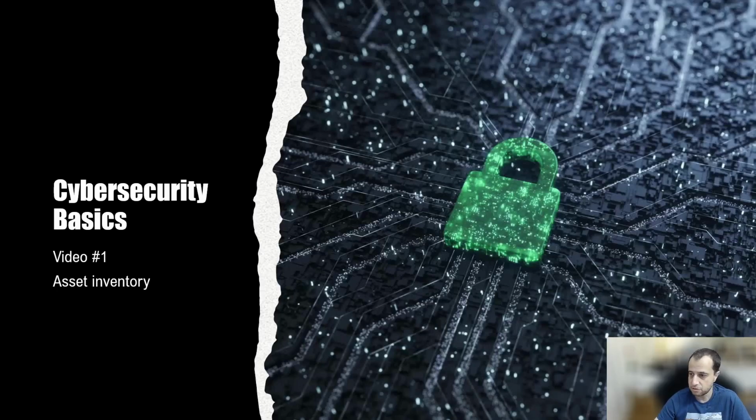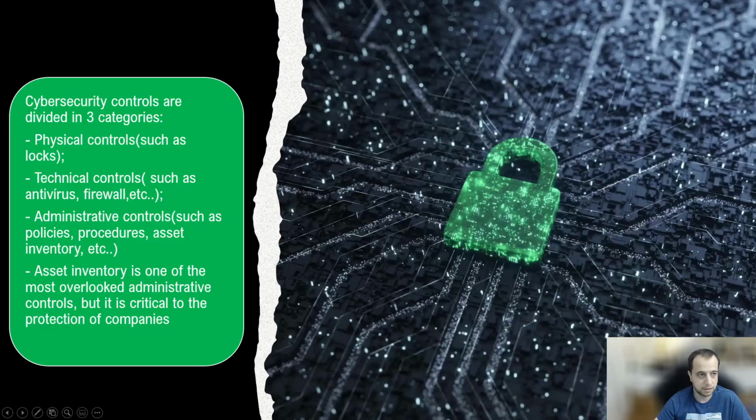Okay, so jumping into it. First, I would like to just explain what cybersecurity controls are, if you're a newcomer to IT or to cybersecurity, so you can have an idea of what I'm talking about. So cybersecurity controls are divided into three categories. First one are physical controls, such as locks, card readers, even lights can be security controls.